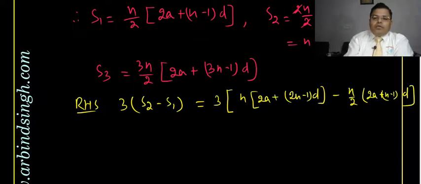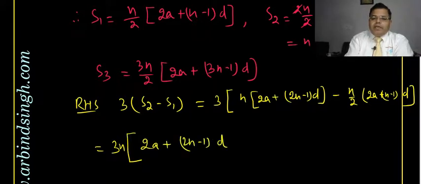Okay, so we can go ahead with this: 3 times n can be taken common. I have taken n common from these two. What is left here is 2a plus (2n minus 1) into d. And what is left from the second term? I have taken n common, so what is left is 2a by 2, that is a, minus (n minus 1) by 2 into d.